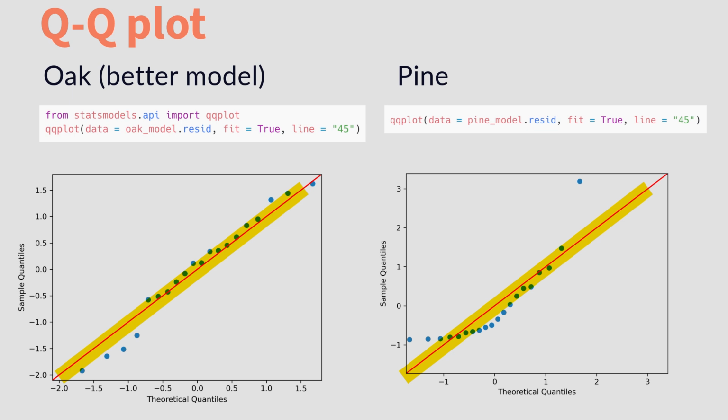If you look even closer at the pine model QQ plot, you'll see that the points deviate from the diagonal line towards the lower end and the higher end. This means that the model is a particularly poor fit for the taller and shorter pine trees.